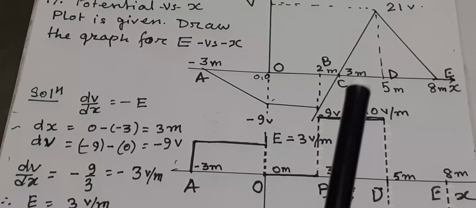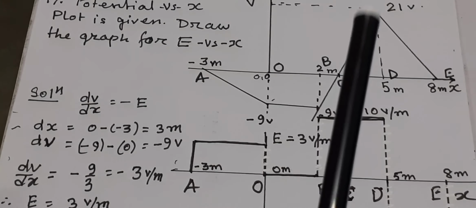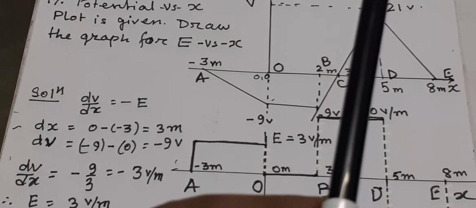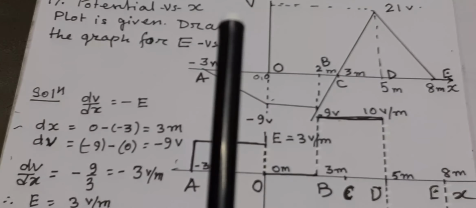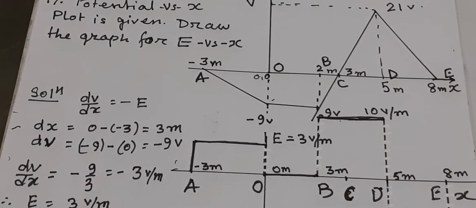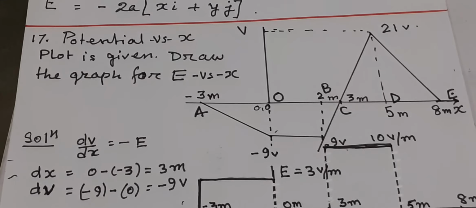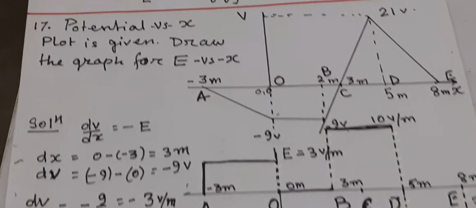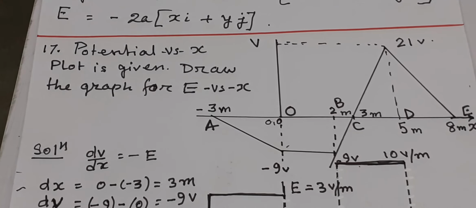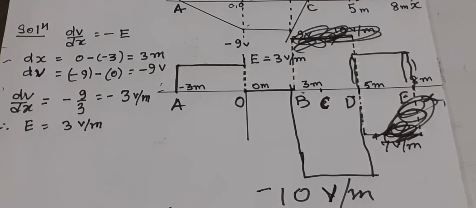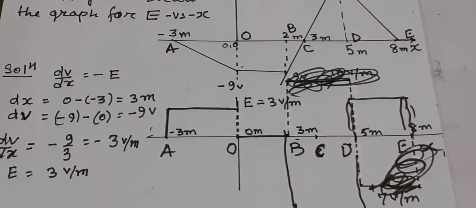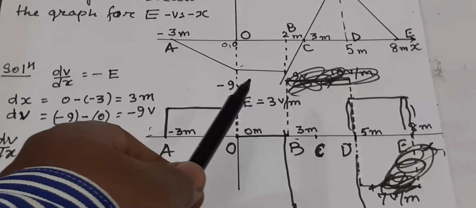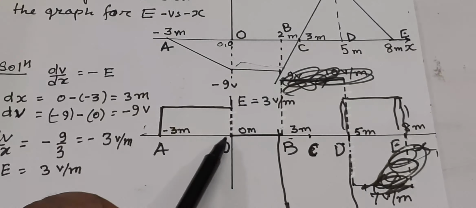Then come to this side, you see the totally positive gradient here. This is a positive gradient. Here is a mistake. Please note that there was a mistake. I have corrected it. Now for this negative gradient, we got a positive electric field, and here there is no change in gradient, so it will be 0.